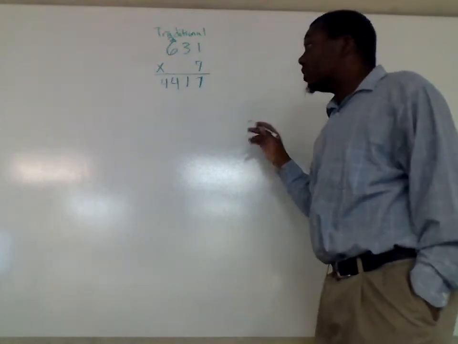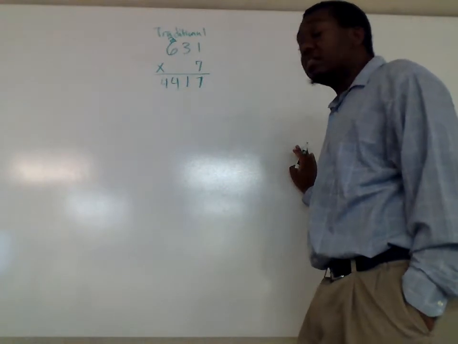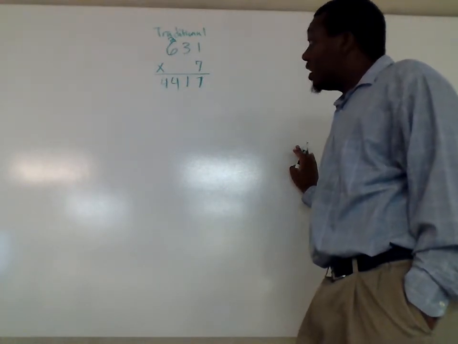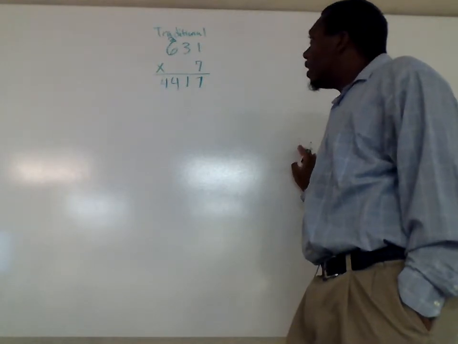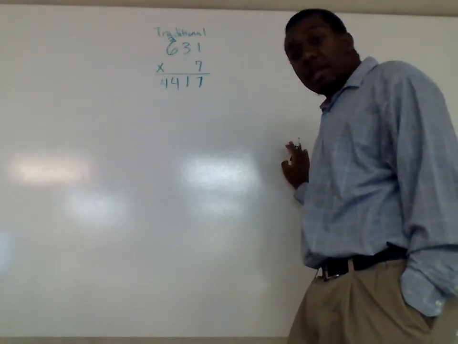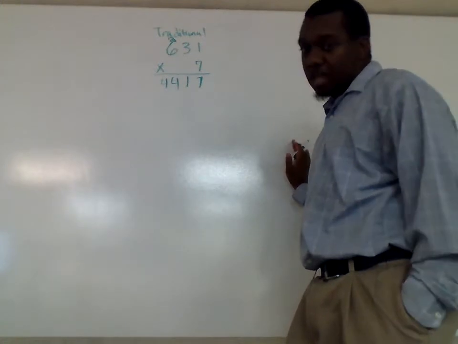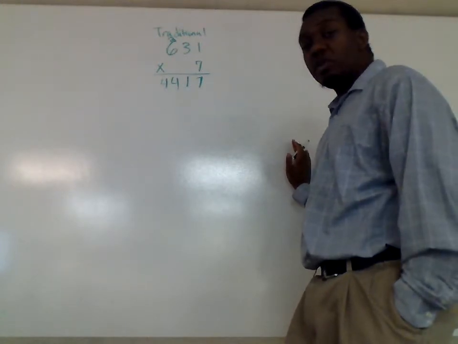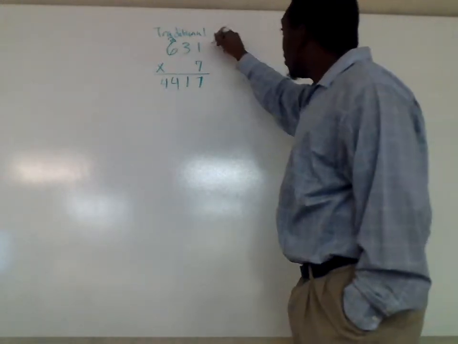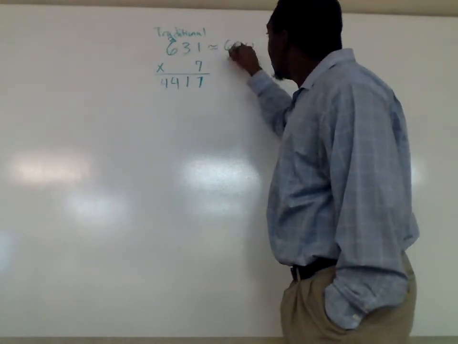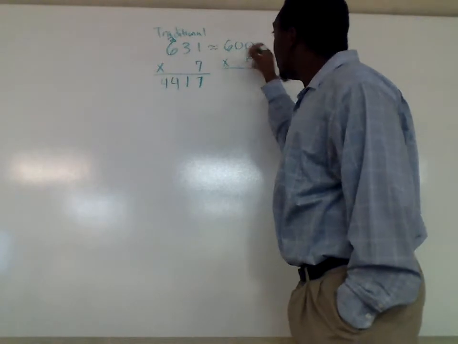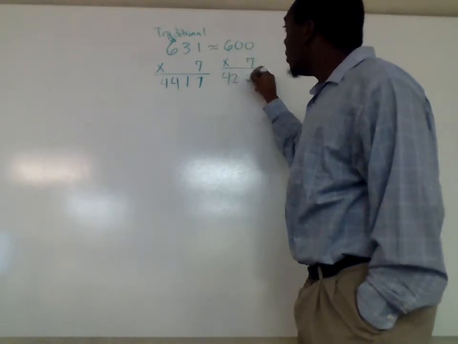So traditionally, when we multiply this, we end up with 4,417, which is accurate. Now, before we started this, we could have estimated. So we have about 600 times 7, and 6 times 7 we know is 42. I'm going to write down how we can approximate here. So we have 600 times 7, and then 6 times 7 is 42.